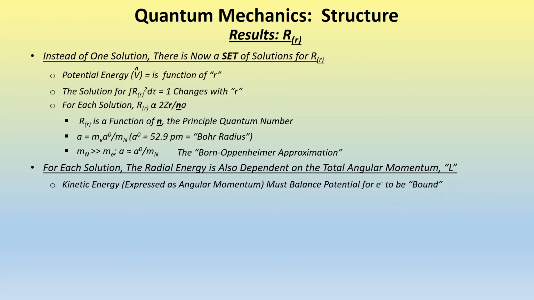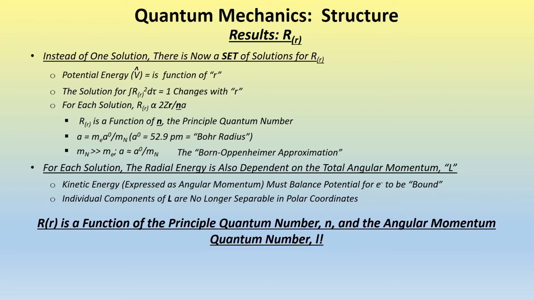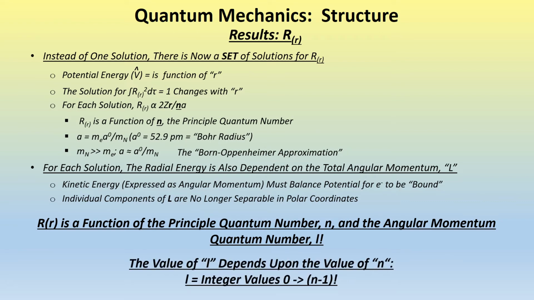Individual components of the angular momentum are no longer separable in polar coordinates, so only the total angular momentum can be found. The result of this is that your radial distribution function is a function of the principal quantum number n and the angular momentum quantum number L, a number that you knew existed but now see why. Additionally, also confirming what you already knew, the value of L depends upon the value of n. Therefore, L can have any integer value from 0 up to n minus 1.